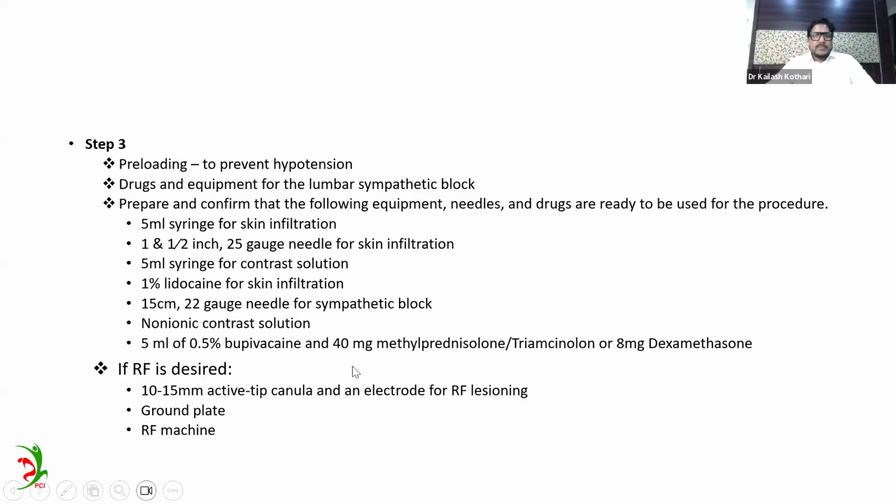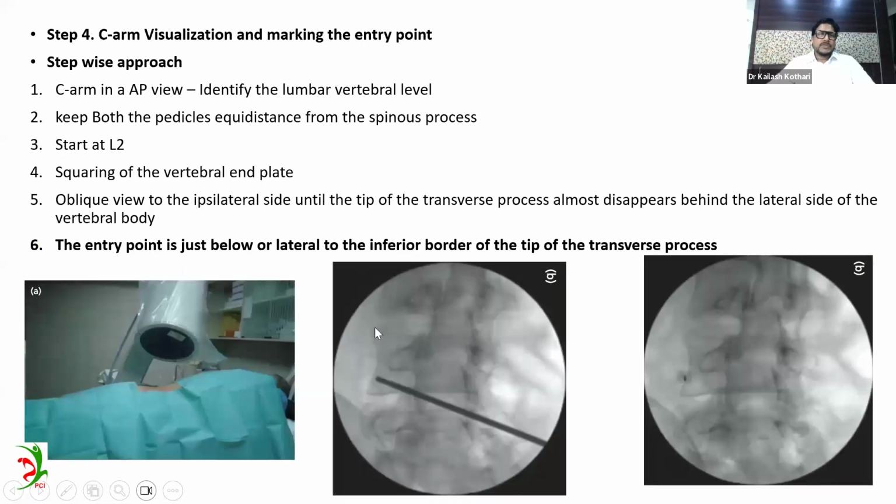And then you have to have bupivacaine, methylprednisolone, or any chemical neurolysis agent you are planning, phenol or alcohol. If you are planning RF, you have to have an RF active tip cannula, which should be 15 centimeters long, and we use a 15 millimeter or 10 millimeter active tip. You have to have a ground plate and an RF machine, of course. So this is how the patient is placed, prone with the pillow below the abdomen.